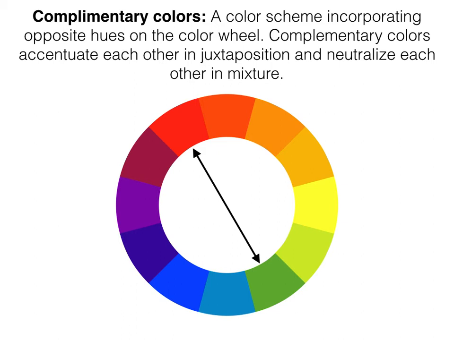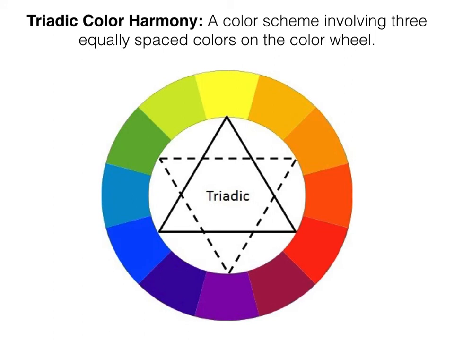All right, the final example that we're going to look at is triadic color harmony. It's a color scheme involving three equally spaced colors on the color wheel. Again, this triangle could be in any orientation, but it's just a triangle that shows us what these color harmonies are. The first good example is the most obvious one, the primary colors: red, yellow, and blue.